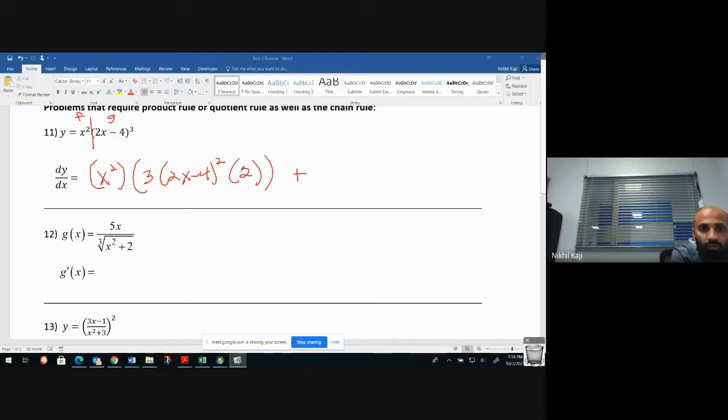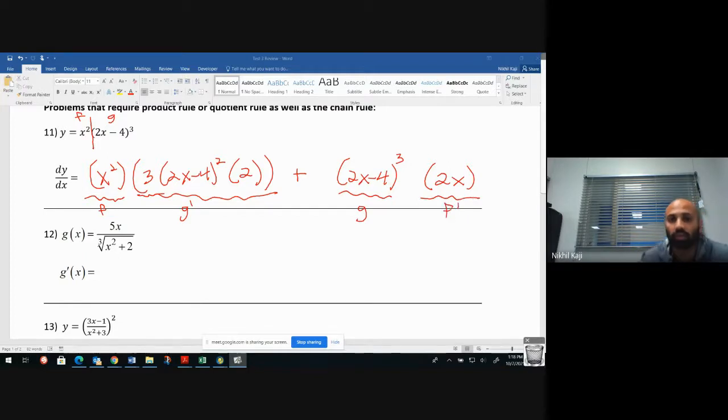Plus, so that was my g prime. So this right here is f. All of this right here was g prime plus g. Now is 2x minus 4, including that third power. That's part of my g, times the derivative of f is 2x. And there you have it. So that was product rule, and we use chain rule within the product rule right here, for that g prime part.